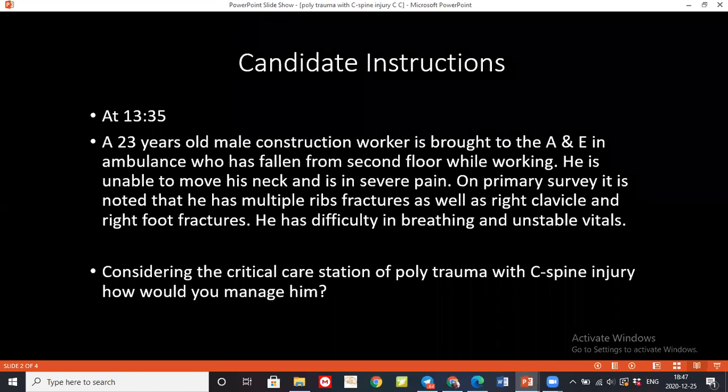If you have read and understood, kindly tell me, considering a critical care scenario, how would you manage this patient with C-spine injury? I'll be managing this patient according to the ETLS protocol.